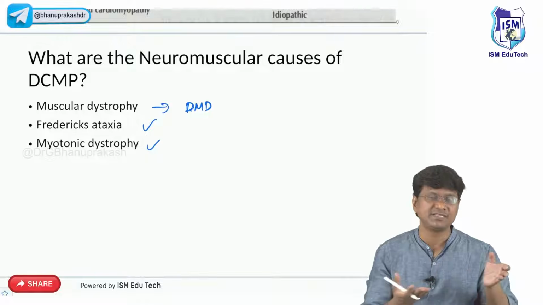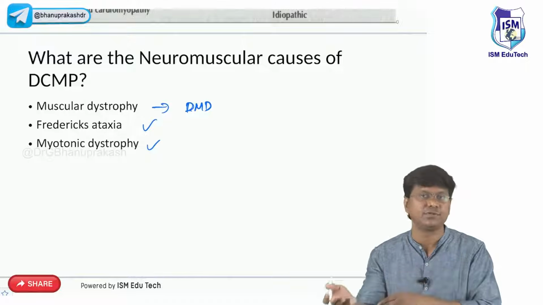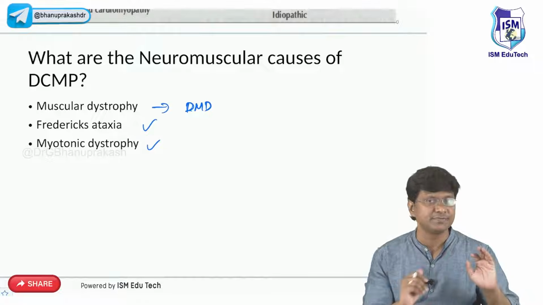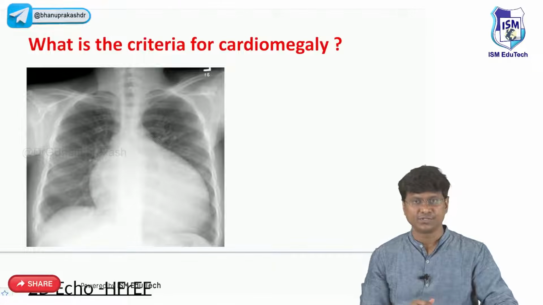The clinical features will be similar to that of heart failure, because all these cardiomyopathies will make the individual land up in heart failure only. So they will have right heart failure symptoms and left heart failure symptoms, what we have discussed in heart failure. Then how will you diagnose the cardiomyopathies?